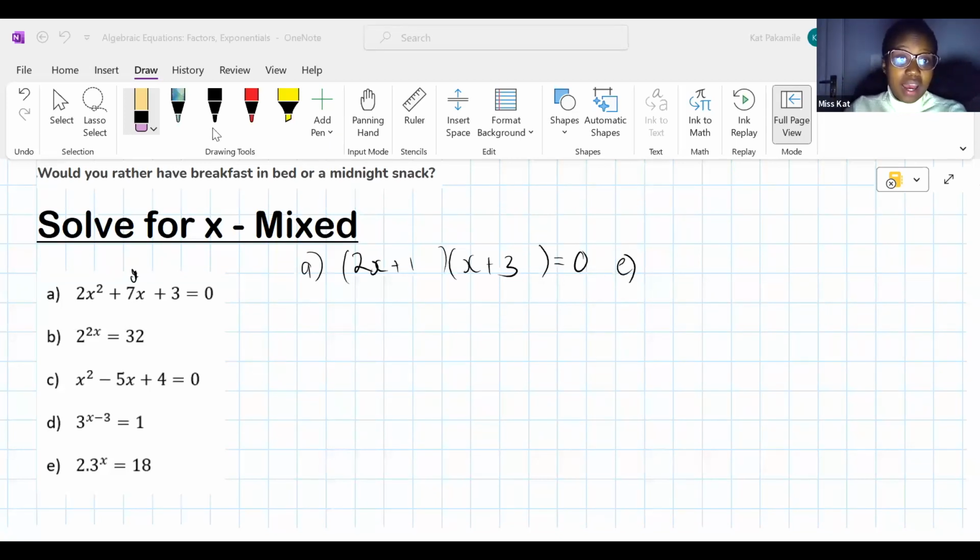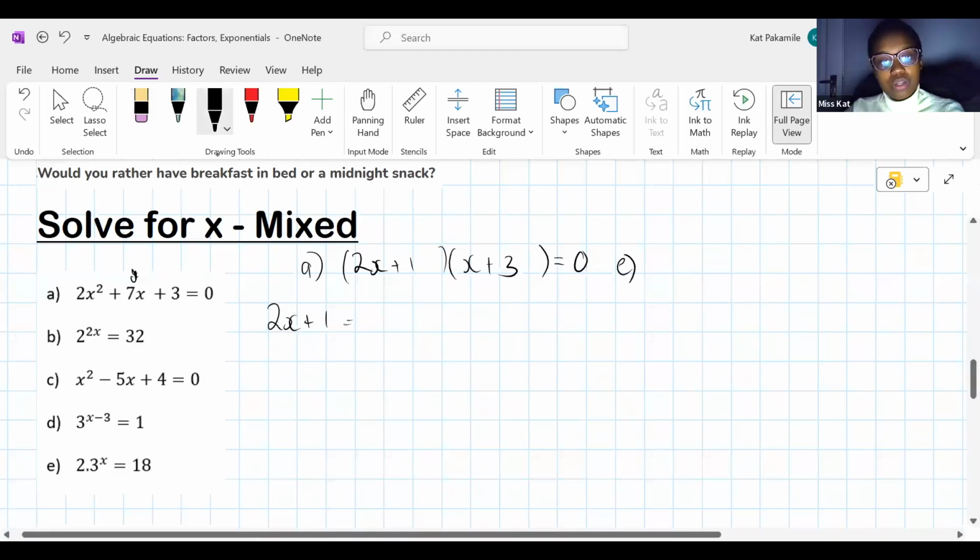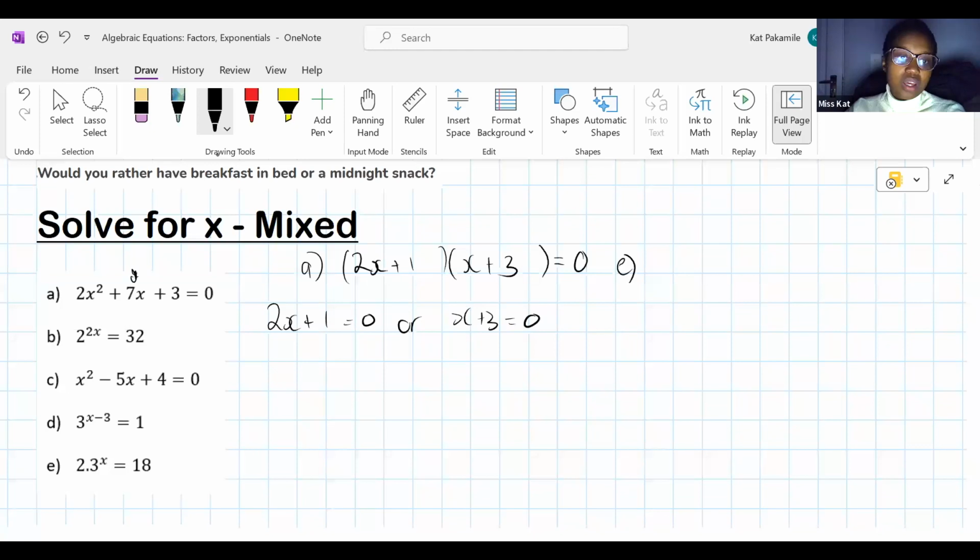And now, guys, we just do the regular. We split them. 2x plus 1 equals 0, or x plus 3 equals 0. So 2x is negative 1, or x is negative 3. And here you divide by 2 on both sides. Therefore, x is equal to negative a half, or x is equal to negative 3. That would be A. Let's do E.